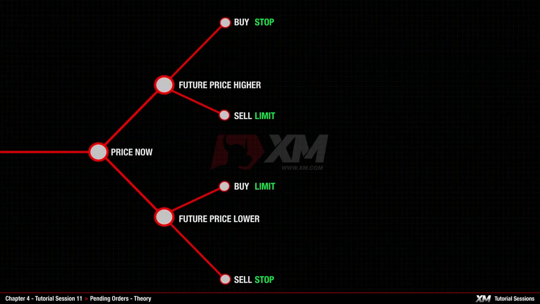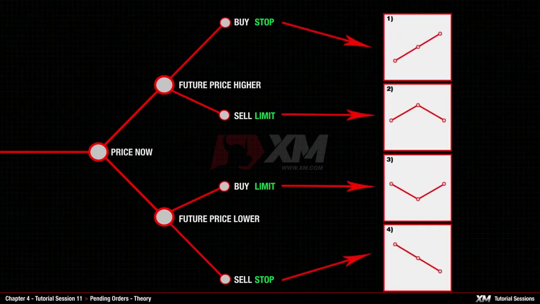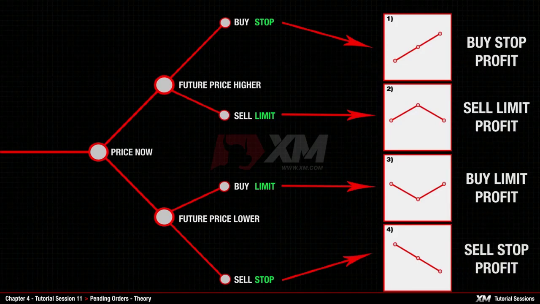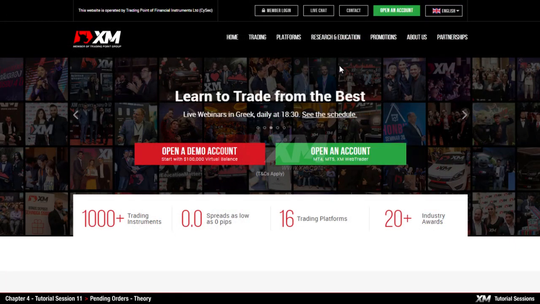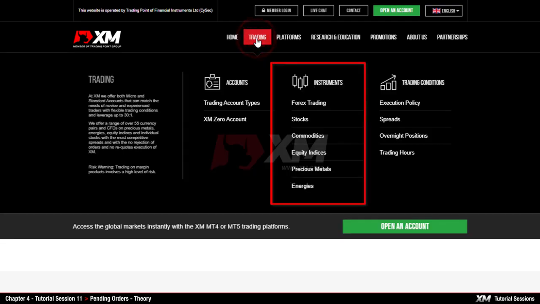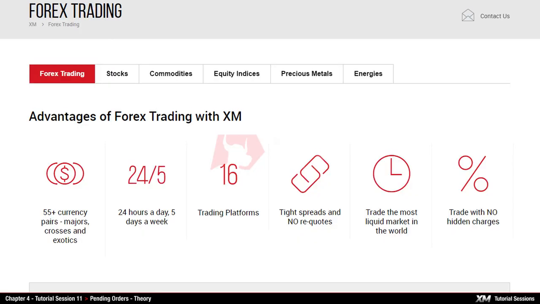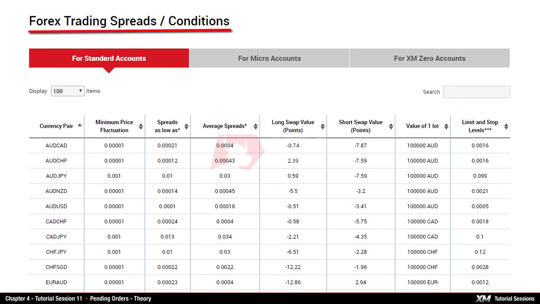Let's have a closer look at these pending order types. All orders need to be placed at a certain distance, that is, value, from the price now. This distance is called stop limit level, with each instrument having its own specific value, and they can be found on our XM website. For example, if you wish to view the Forex spreads, you can click on Forex under the Instruments section, which redirects you to the current spreads of the selected instrument. You will learn more about these values in our module called Pending Orders Practice.